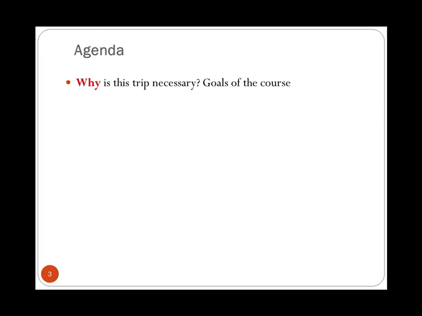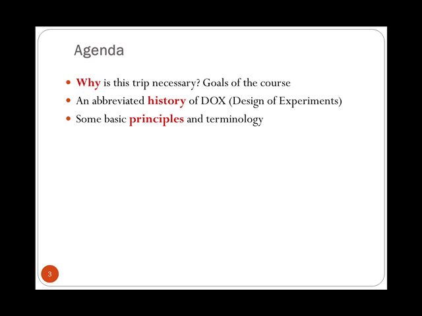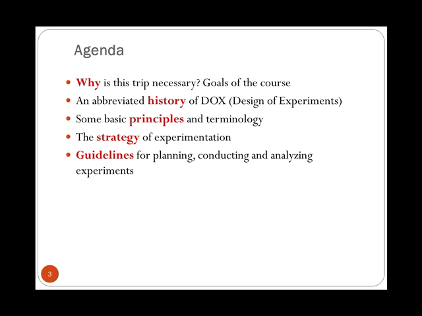Here is the agenda. We're going to look at why this trip is necessary, what the goals of the course are. We're going to talk briefly about the history and discuss some basic principles and terminology and the strategy of experimentation, and discuss the guidelines for planning, conducting, and analyzing experiments.